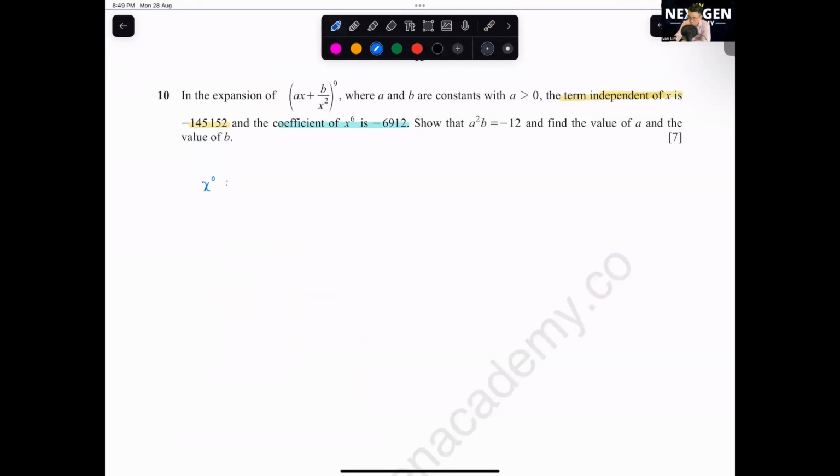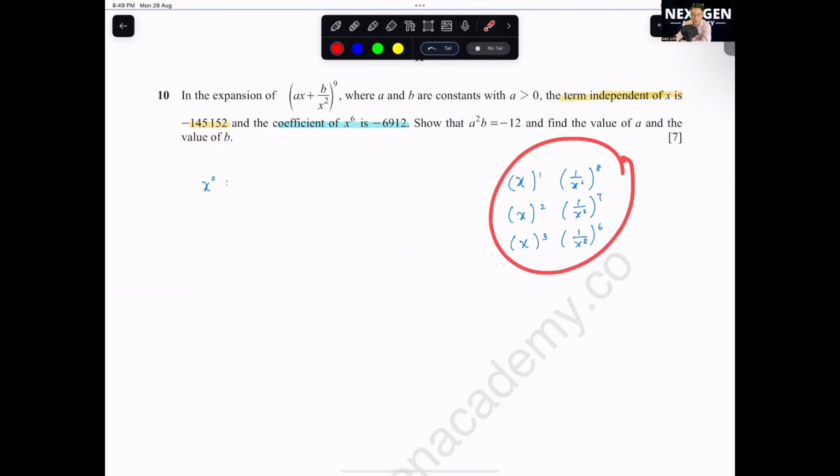So what to do? I am just focusing on the x first. You can do it like that. Your combination can be x to the power 1 with 1 over x squared to the power 8, x squared with 1 over x squared to the power 7, x cubed with 1 over x squared to the power 6. Make sense? You just need to know that this is the combination. We are just focusing on the x first. So how can I eliminate the x? I can put this as x to the power 6 and this one as 1 over x squared to the power 3.